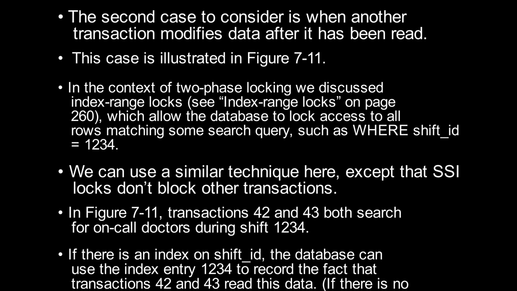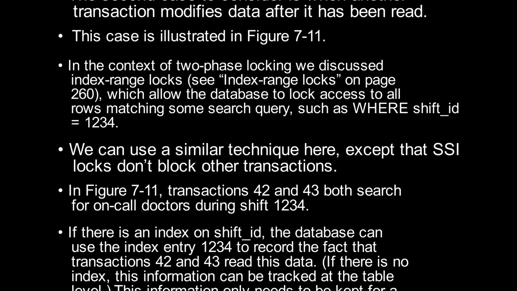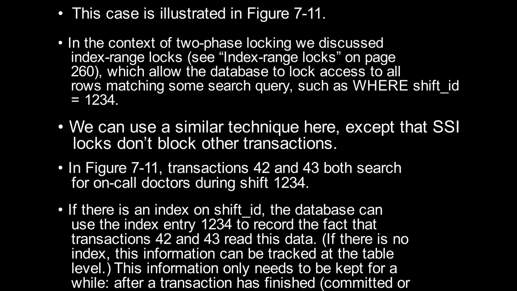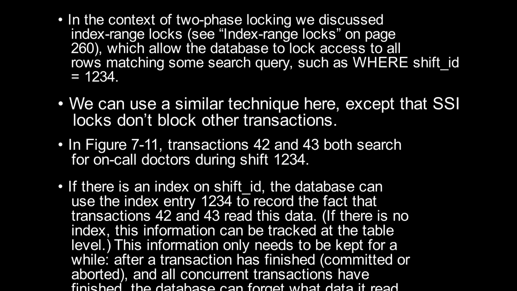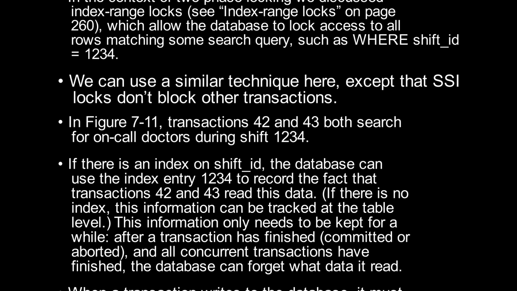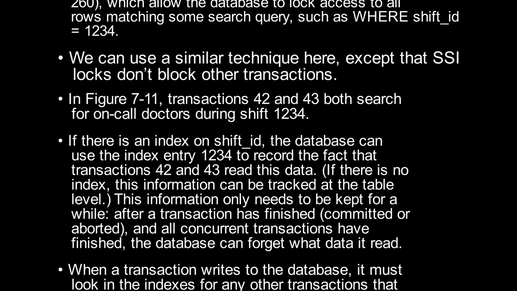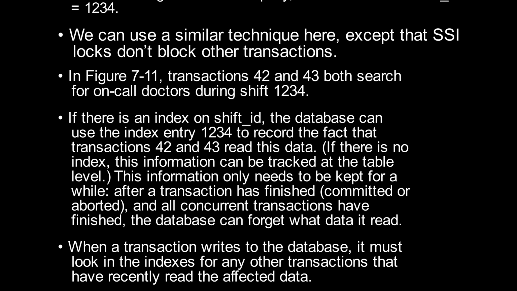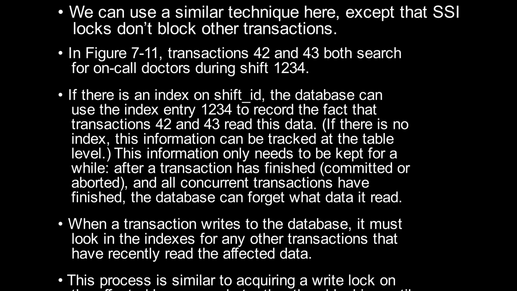In Figure 7-11, transactions 42 and 43 both search for on-call doctors during shift 1234. If there is an index on shift ID, the database can use the index entry 1234 to record the fact that transactions 42 and 43 read this data. If there is no index, this information can be tracked at the table level. This information only needs to be kept for a while. After a transaction has finished, committed or aborted, and all concurrent transactions have finished, the database can forget what data it read.